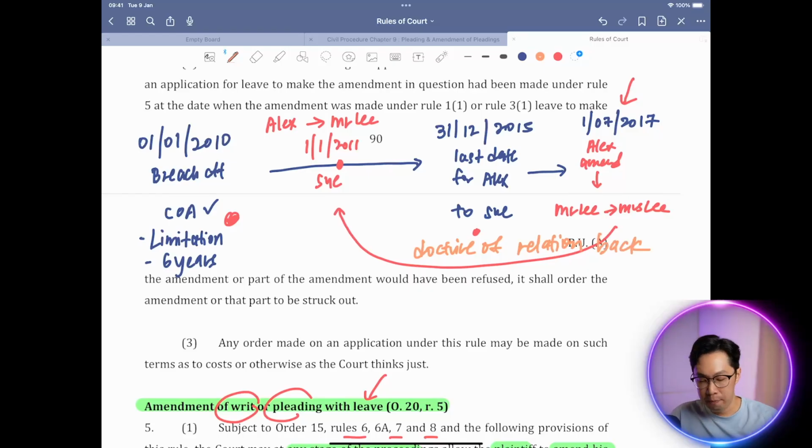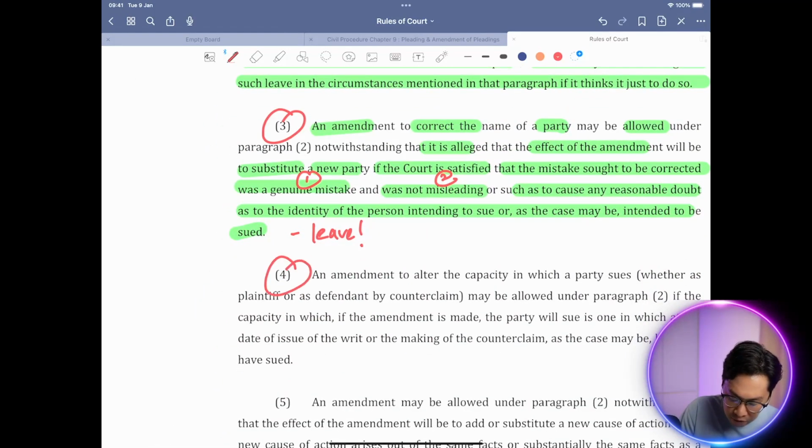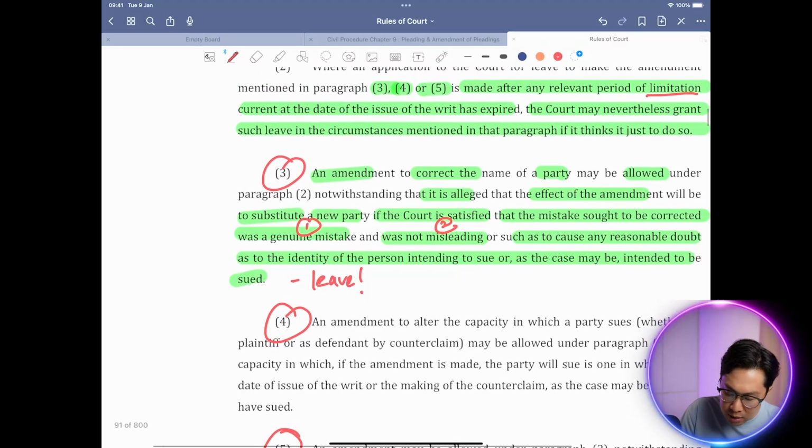Relate it back. When you do an amendment here in 2017, which is over the limitation period, the amendment will be treated as if it was done on the date when you file the writ and statement of claim. So that's why it's called the doctrine of relation back. So you are allowed, if it comes under these three things, number 3, number 4, number 5.